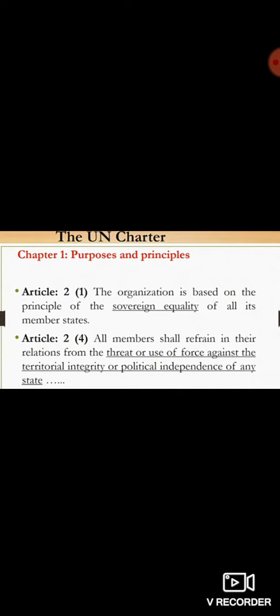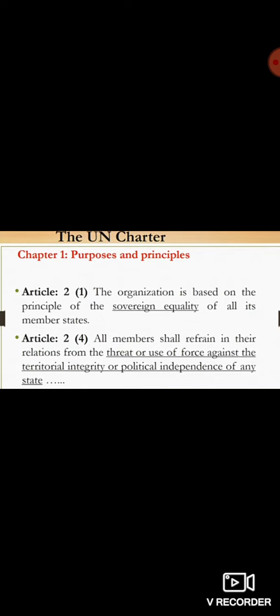If we discuss the UN Charter, then Chapter 1, Purposes and Principles, Article 2.1 states that the organization is based on the principle of the sovereign equality of all its member states. The UN Charter discusses sovereign equality as its major theme, and it says that the organization is based on the principle of the sovereign equality of all its member states.